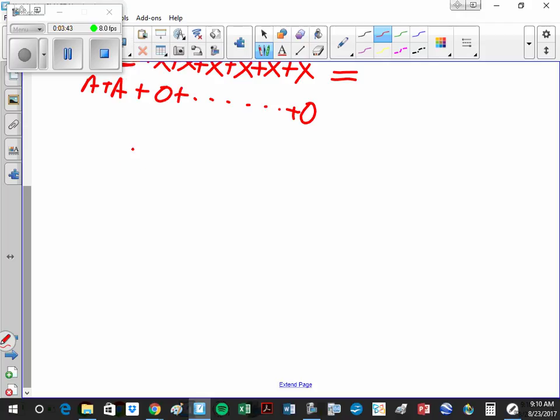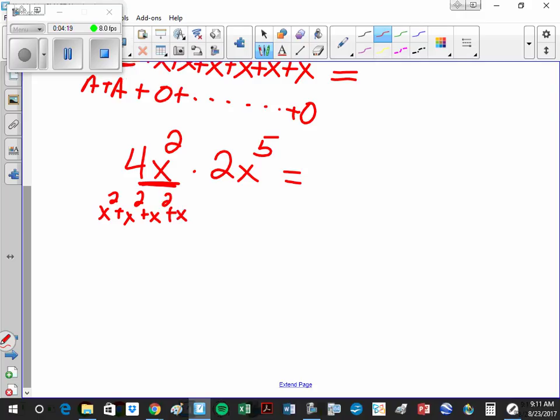Okay, what if we turn to multiplication? What if we had 4x squared times 2x to the fifth? How do we multiply those? We have to do something with the powers. Well, let's break it down. What is this really? So 4 copies of x squared. So we have x squared plus x squared plus x squared plus x squared.